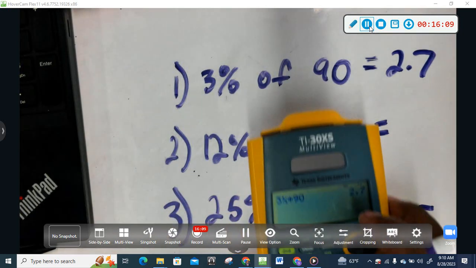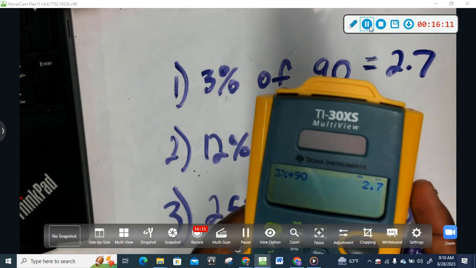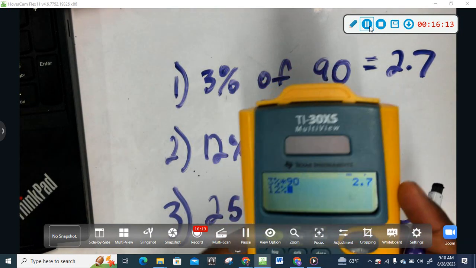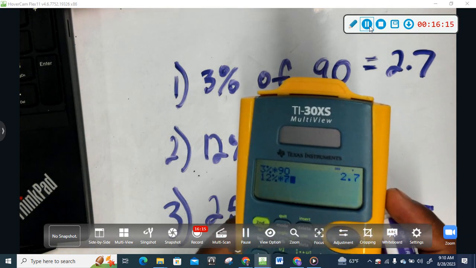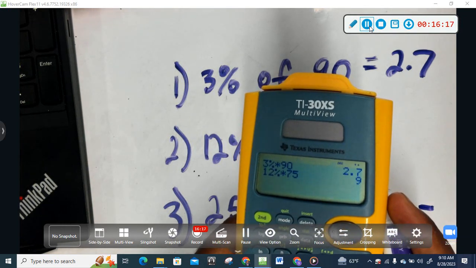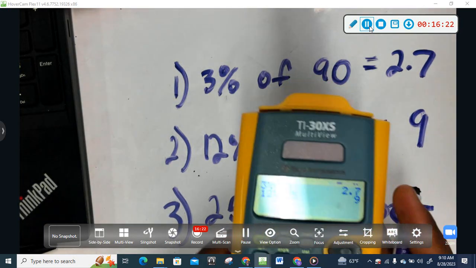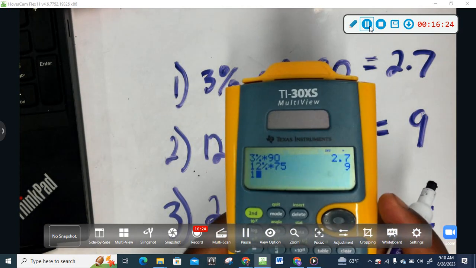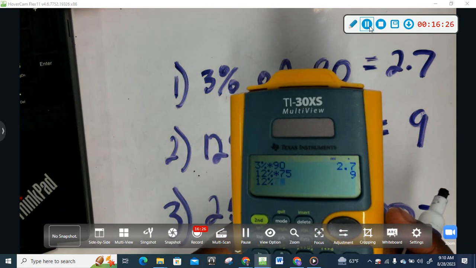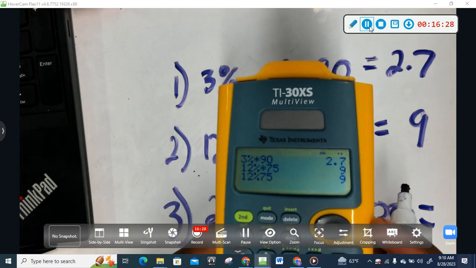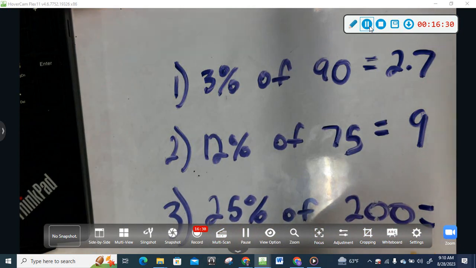Next one. 12% times 75. I get 9. Should have got 9. If I didn't type in multiplication, I could have just done 12% and then 75. I get the same thing. Whichever way works best for you.